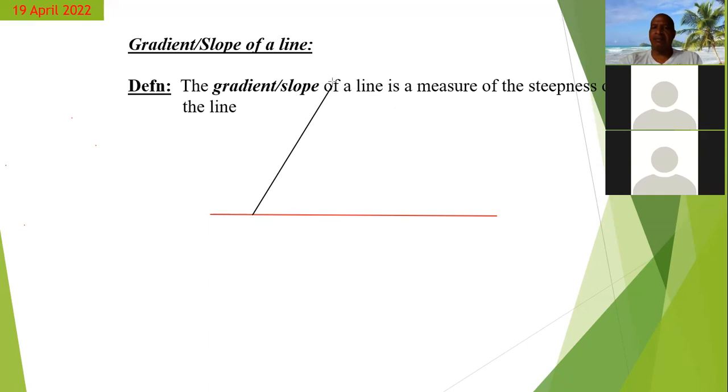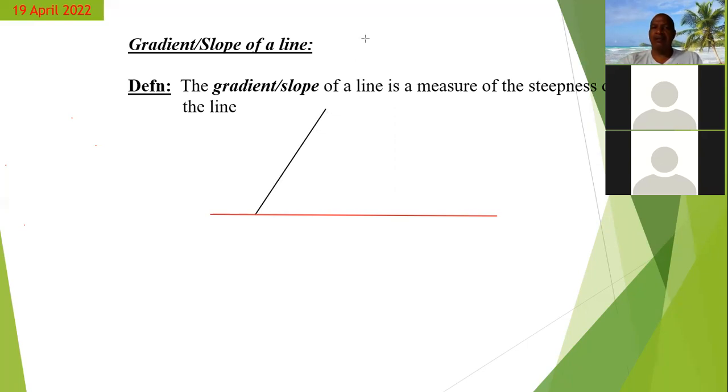It goes deeper, sir. All right, so the steepness has to do with how straight up the line is. So the more straight the line gets, the steeper the line, and the greater the gradient. So the more you go up, the steeper you get, the greater the gradient. Now, how do we actually measure the gradient?